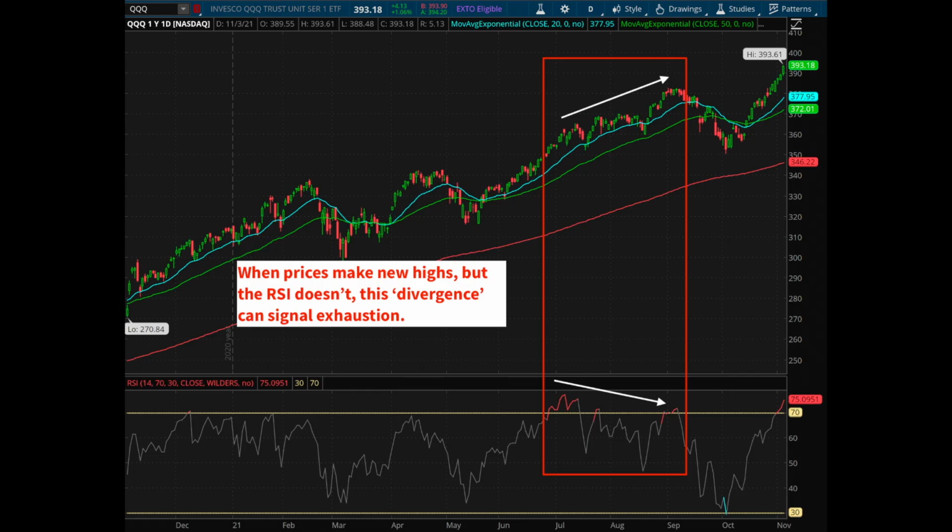The other thing I look out for is what is called a divergence in the RSI levels. So what you want to look for is that if prices are making new highs, but the RSI levels are not, it tells you that the momentum behind that new high price isn't very strong. It's not a major red flag, but it is a bit of a warning sign that the strength of the move has begun to fade.